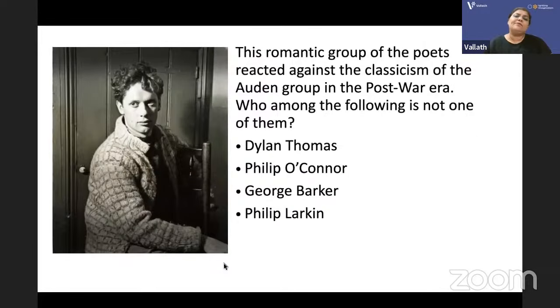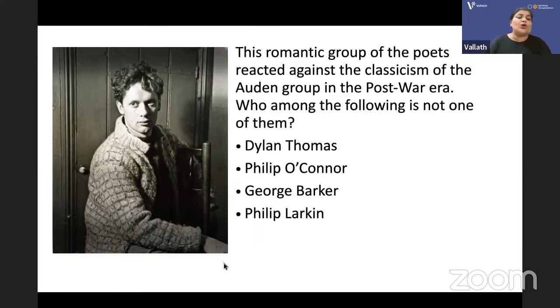This romantic group of poets, you have the picture of one of them here, they revolted against the classicism of the Auden group, the 1930s Auden group. This man came in the 1940s. Who among the following is not one of them? Dylan Thomas, I think that is the guy in the picture. Philip O'Connor, George Barker, Philip Larkin. Which of the following was not one of this romantic group of poets?